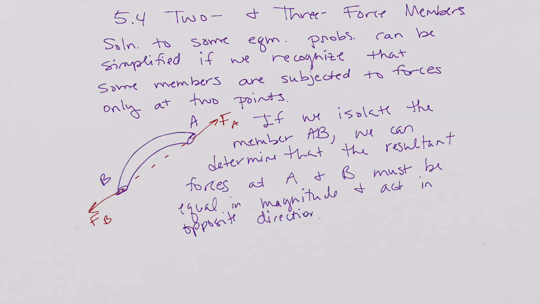So if we take that AB, we know the sum of the forces in the x equals 0 and the sum of the forces in the y equals 0. So if we only have those two forces on that AB, then in order for the sum of the forces in the x to be equal to 0, the x component of the force at A, I'll call that AX, has to be equal and opposite in magnitude and direction to BX, and then the same for AY would have to be equal and opposite to BY.